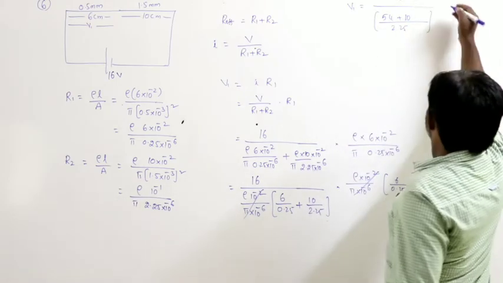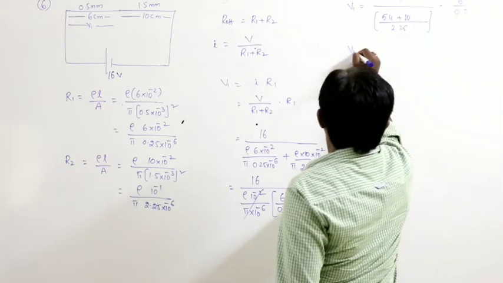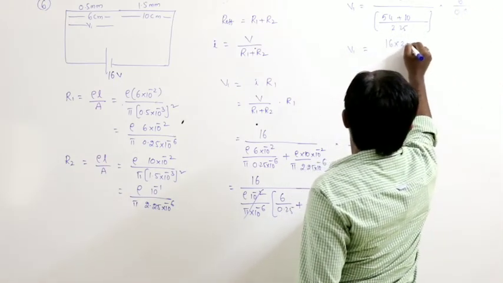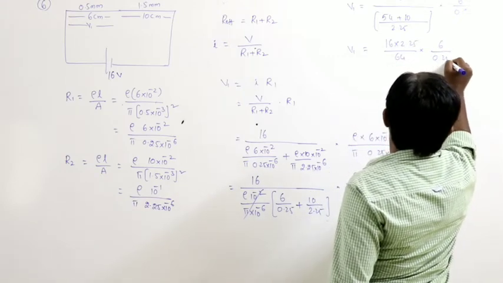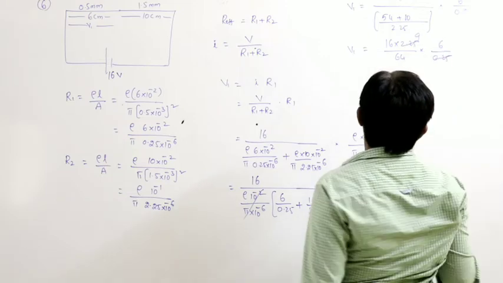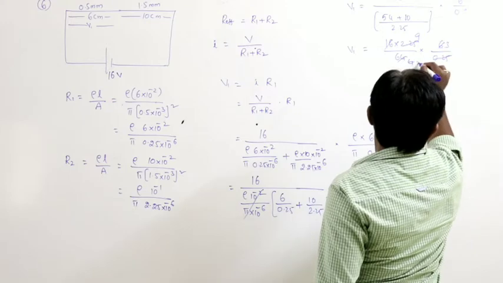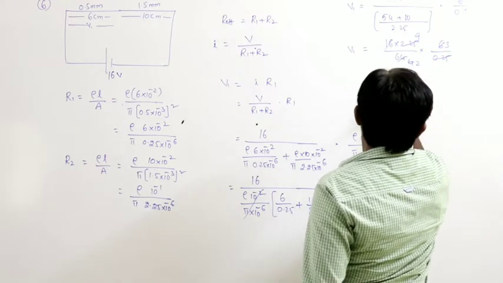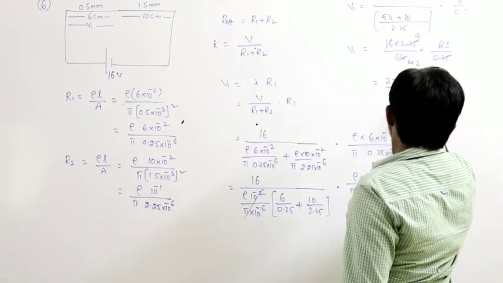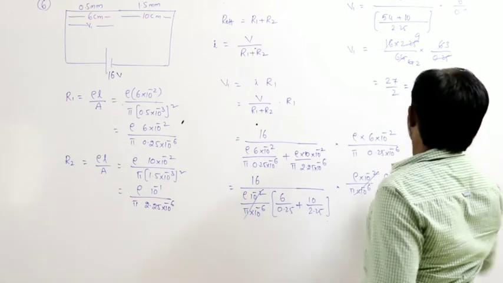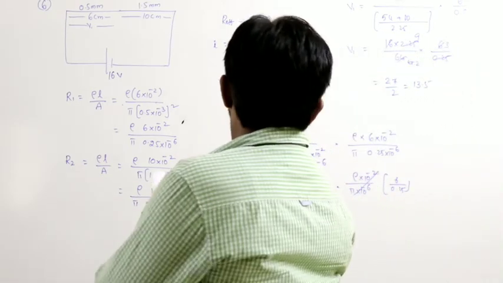Next, what is the remaining value? 6 by 0.25. So V1 is equal to 16 into 2.25 divided by 64 into 6 by 0.25. 16 4s are 64, 3s are 2, 2s are 27 by 2. 27 by 2 is 13.5. That is the value, 13.5 volts.